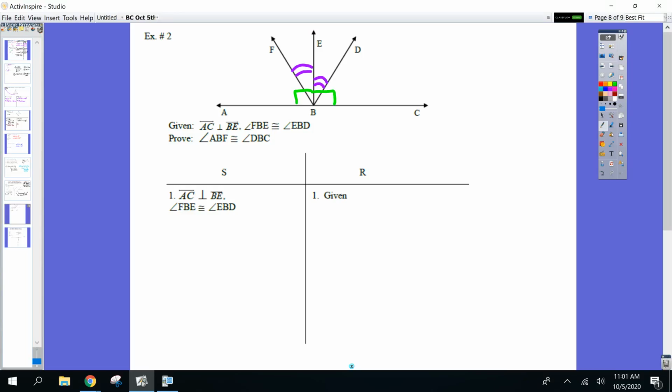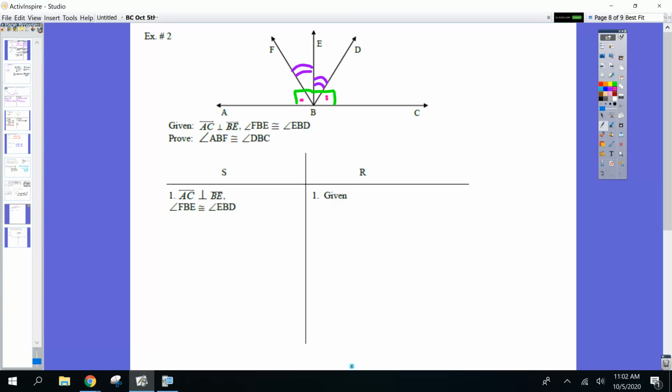Please look at the 2 angles I need to prove congruent now. Find them, find them. Find the 2 angles I need to prove congruent. ABF, I'll just put it right there. And DBC, right there. Okay? Guys, over the weekend, if I gave you this, you could do this no problem.